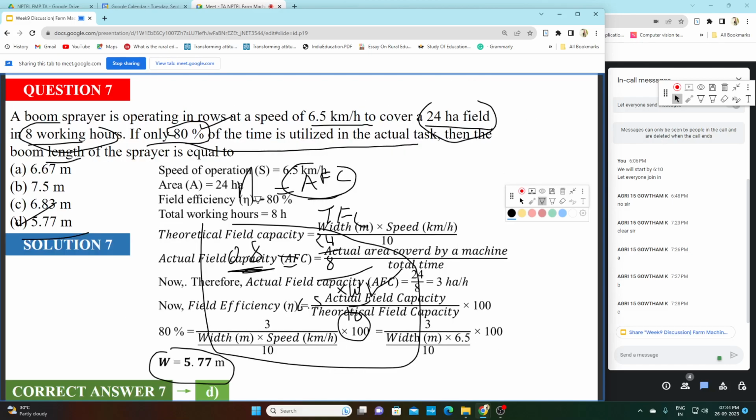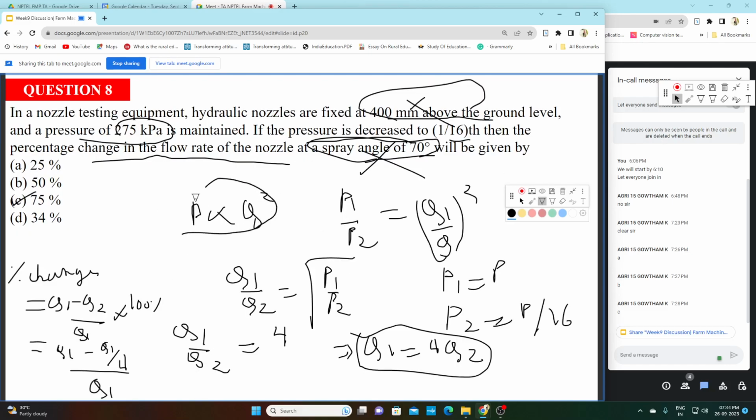So any doubt regarding this question? Again I am repeating, P is directly proportional to Q square. So P1 by P2 is equal to (Q1 by Q2) whole square. Now we can also write Q1 by Q2 equal to root over P1 by P2. Here it has been told that the pressure is decreased to 1 by 16, so P1 is P and P2 is P by 16. So Q1 by Q2 will be equal to root over 16, that means Q1 will be equal to 4 of Q2.